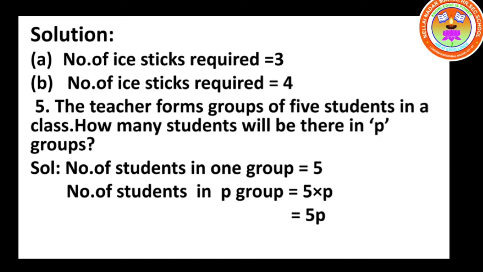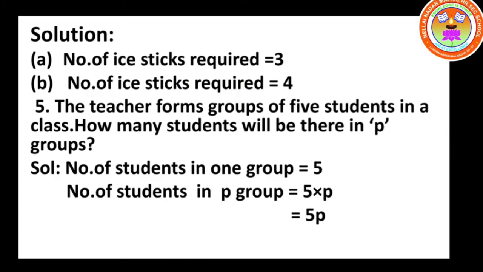Now question number 5. The teacher forms a group of 5 students in a class. How many students will be there in P groups, we have to find. What is the question? The teacher is going to form groups with 5 students in each group. Okay, we want to find the total.